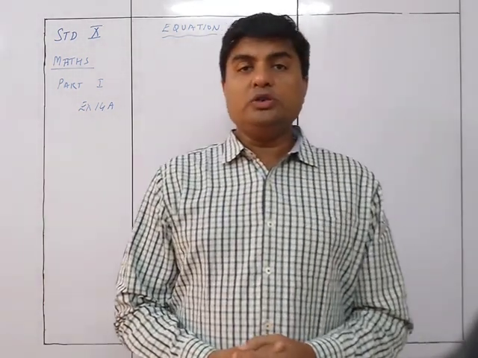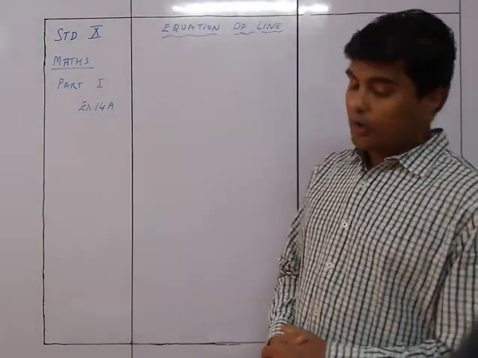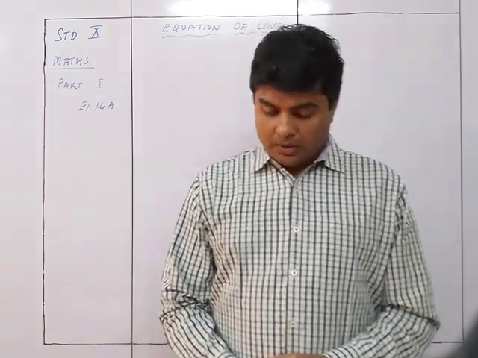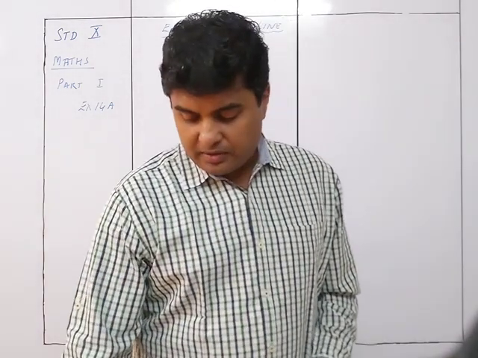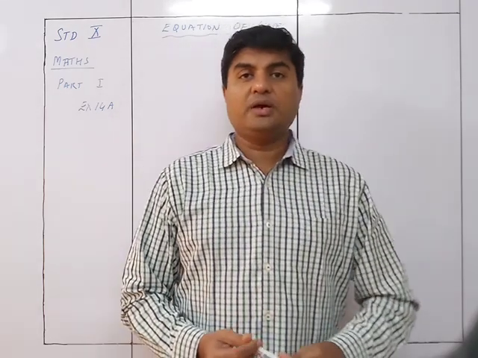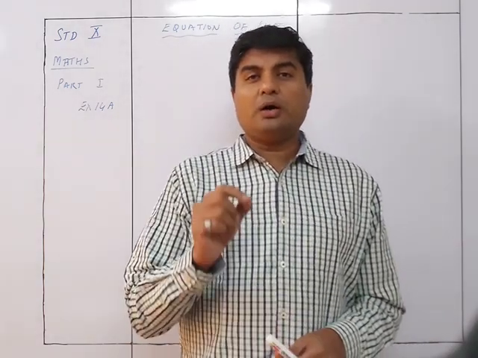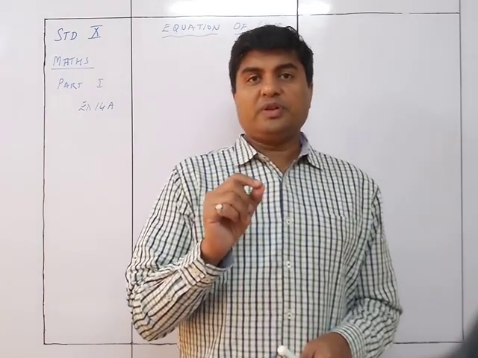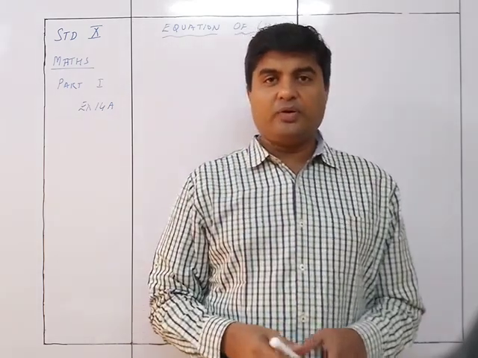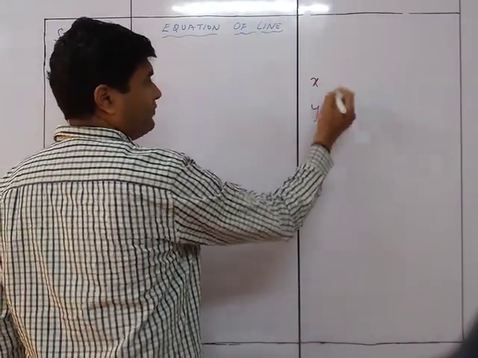We now move on to the next chapter in maths, that is equation of line. Now in the ninth standard, you must have used graphs and drawn a line which was represented by some points. So we did it this way: we took the values of x and y for a particular equation.